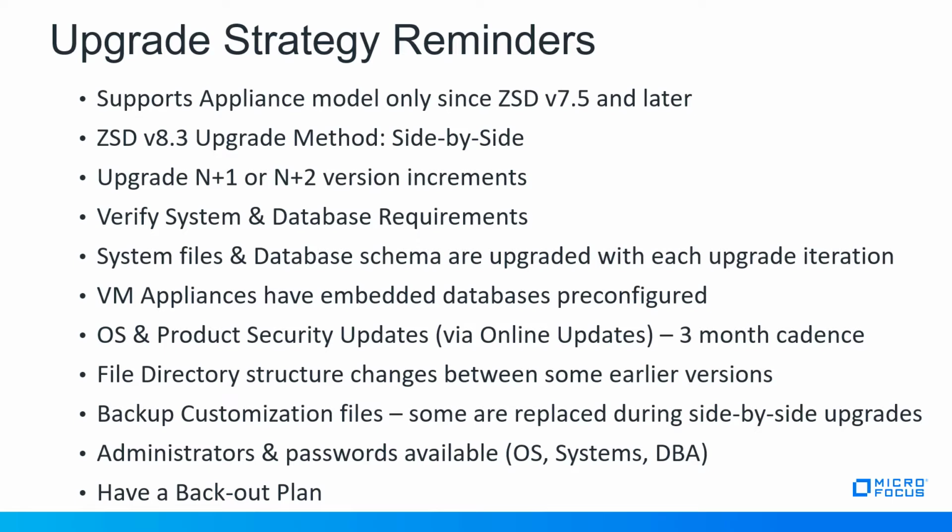System files and database schema are upgraded with each iteration. And VM appliances have the embedded database pre-configured, so you don't have to do any other additional configurations on it if you're using the embedded or internal database. Operating system and product security patches or updates are done via the online updates, and it's about a 3-month cadence, so you'll see those updates come in every quarter. File directory structure changes between some of the earlier versions, so be aware of that. There'll be slides at the end of the presentation for you to look at.